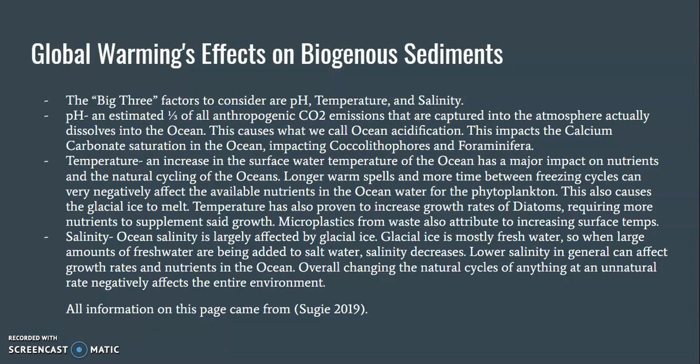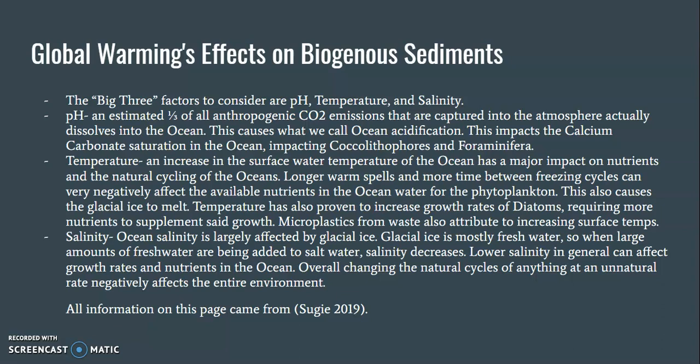Temperature: an increase in the surface water temperature of the ocean has a major impact on nutrients and the natural cycling of the oceans. Longer warm spells and more time between freezing cycles can very negatively affect the available nutrients in the ocean water for the phytoplankton. This also causes the glacial ice to melt, and temperature has also proven to increase growth rates of diatoms, requiring more nutrients to supplement said growth. Microplastics from waste also contribute to the increasing surface temperatures that we've been seeing in our oceans.